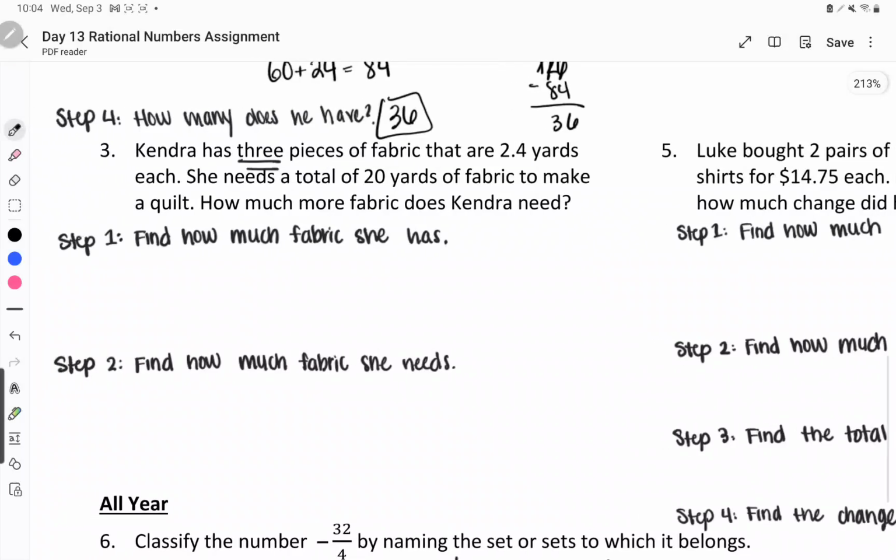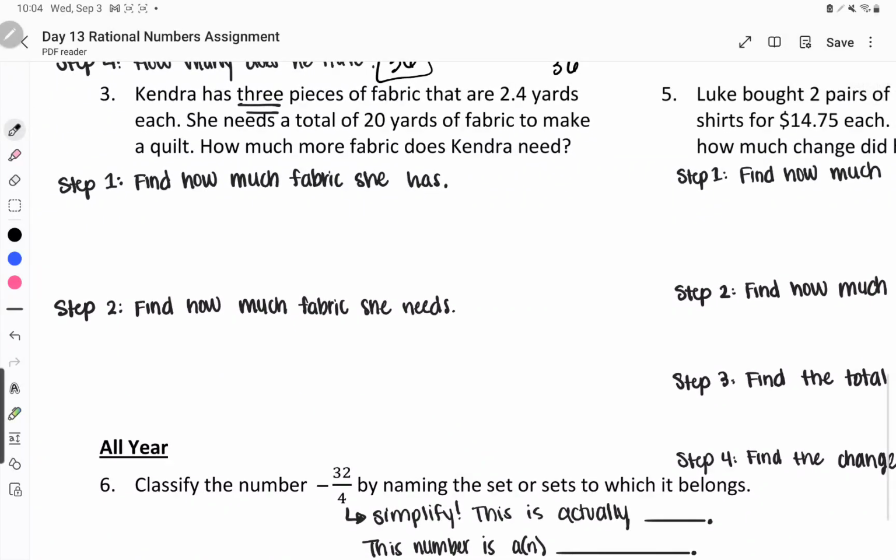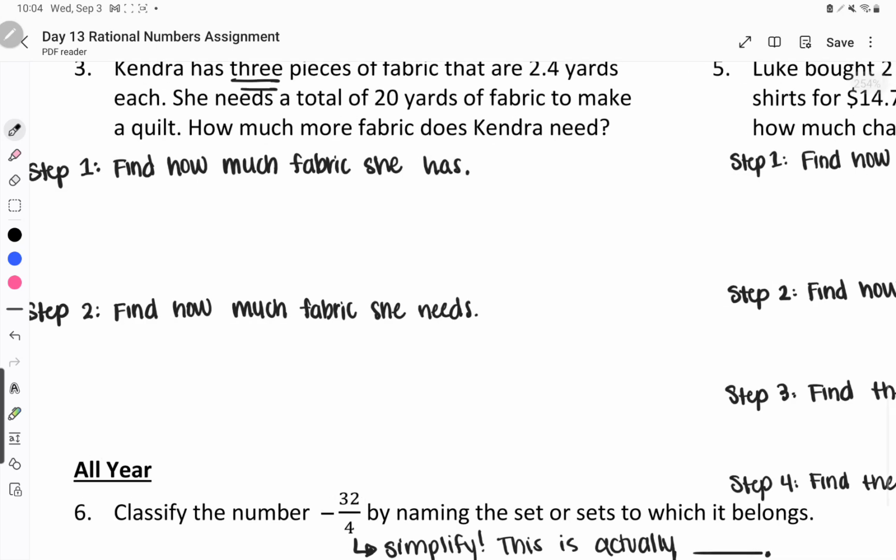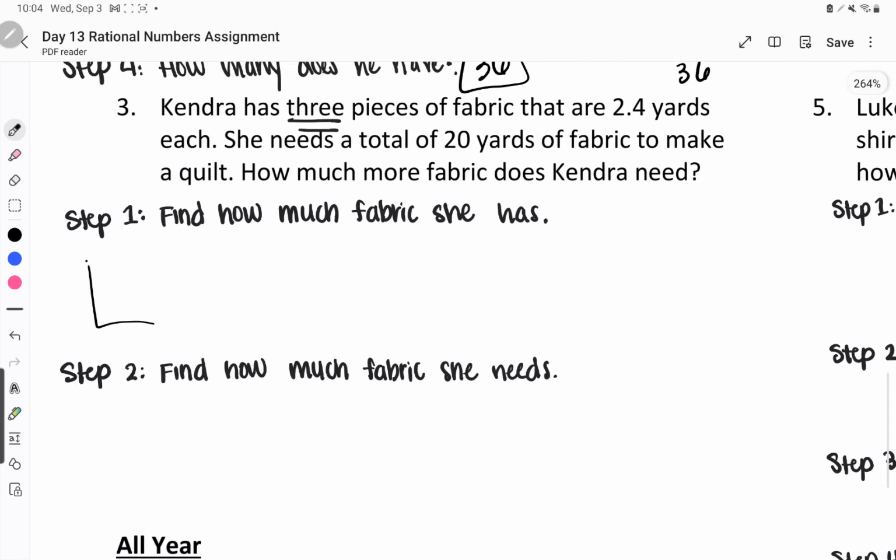Next one says, Kendra has 3 pieces of fabric that are 2.4 yards each. She needs a total of 20 yards of fabric to make a quilt. How much more fabric does she need? So she has 3 pieces of fabric that are 2.4 yards each. So we need to figure out how much fabric she already has. So we're going to do 2.4 times 3.